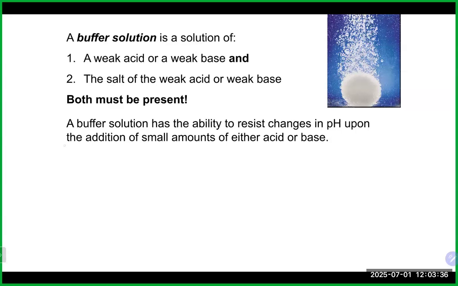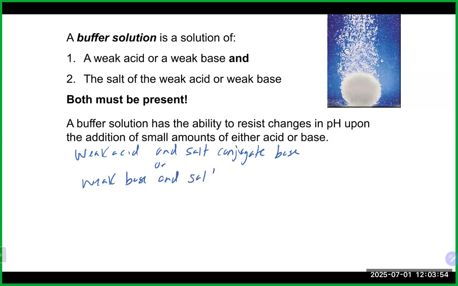You could have a weak acid and the salt of its conjugate base, or a buffer can be a weak base and the salt of its conjugate acid. What is the difference between these two? It is, again, the basic Bronsted-Lowry definition.